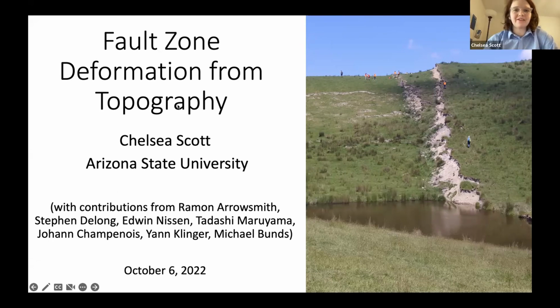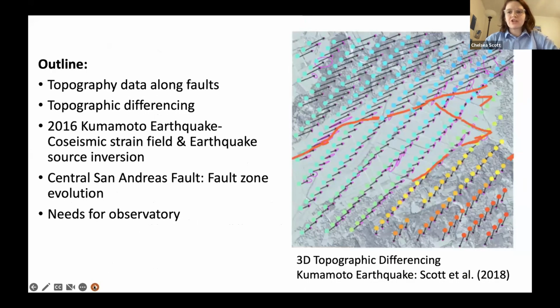Thank you, Ramon, and thank you, Ashley, for the invitation to speak here today. Today, I'm going to show you several types of topography data sets that we can acquire to image fault zones. I'll discuss topographic differencing, briefly the methodology, and then I'll apply this technique to 2 data sets to show you what we can learn from topographic differencing, and then I'll discuss some potential needs for integrating topography into the observatory.